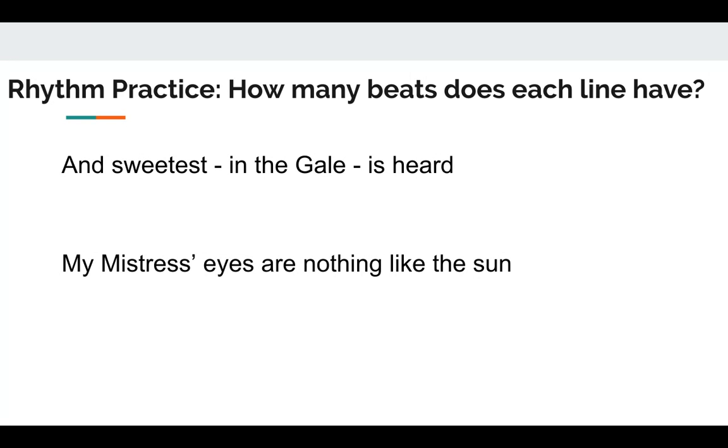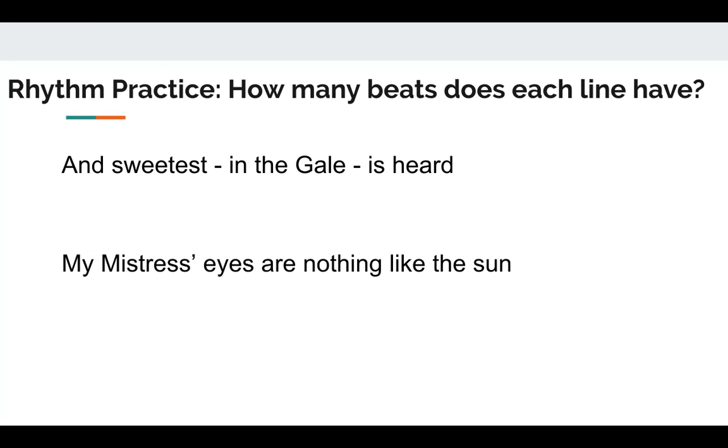The first one. And sweetest in the gale is heard. Well, let's try to clap along with it. And sweetest in the gale is heard. Let's do it again. And sweetest in the gale is heard. All right, I clapped 4 times in that line, so it sounds like it has 4 beats.